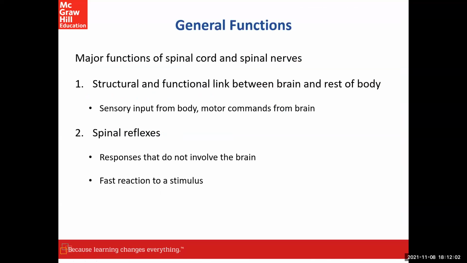So let's talk about the spinal cord, one of the parts of the central nervous system. It essentially is going to connect the brain, the other part of your central nervous system, to the rest of your body. And so it's kind of like a highway, so to speak. You've got traffic going in both directions. You have sensory input coming from the body, carrying sensory information up to the brain. And then you have motor output, which is going to send motor commands from the brain out to the rest of your body.